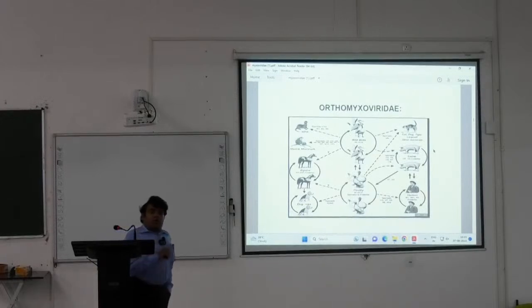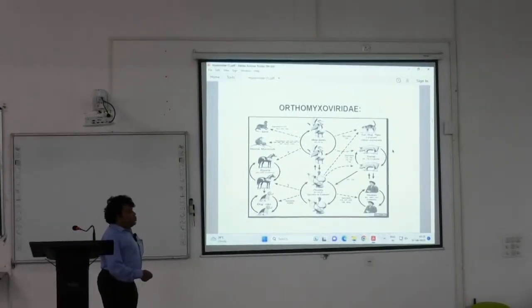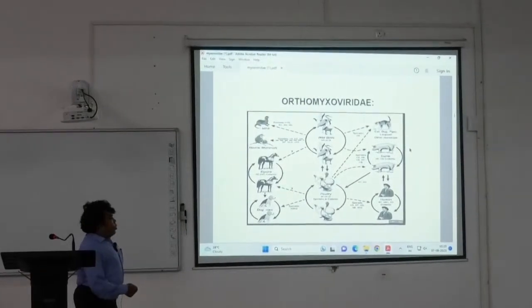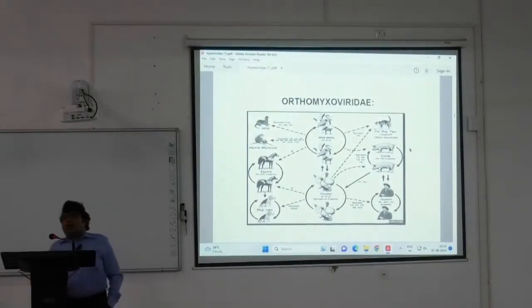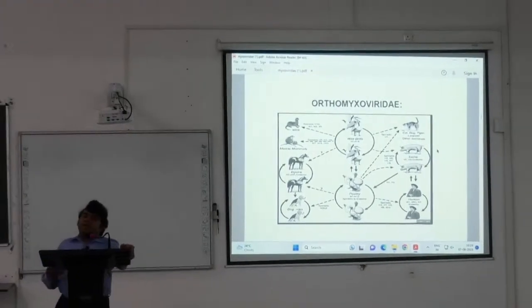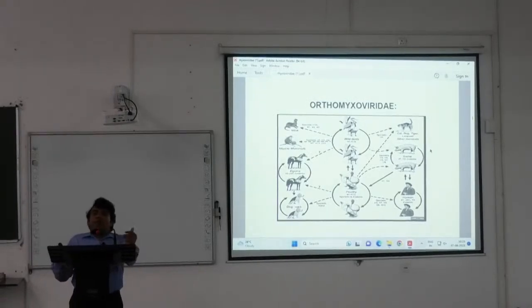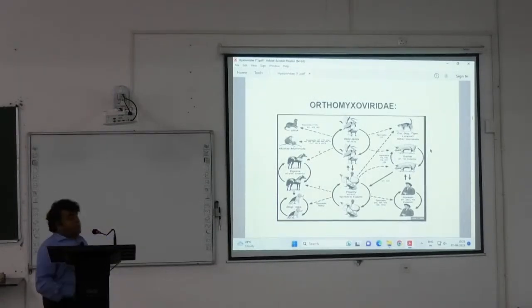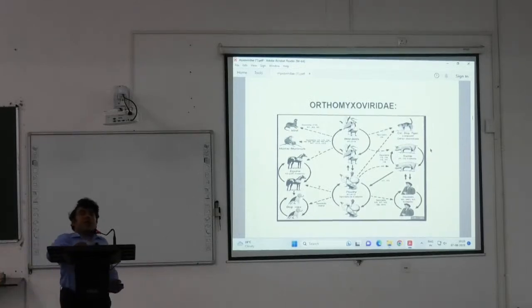Now, if we look at all the orthomyxoviruses, you will find that various types can infect various types of animals, including humans. Why is this important? Because we have already seen avian influenza virus outbreaks and epidemics. What I am trying to imply is that any orthomyxovirus affecting any mammals or animals can jump the species barrier and cause human infection. Okay.